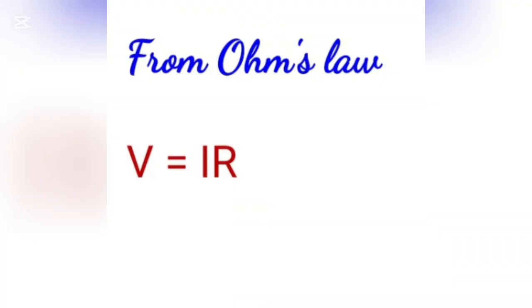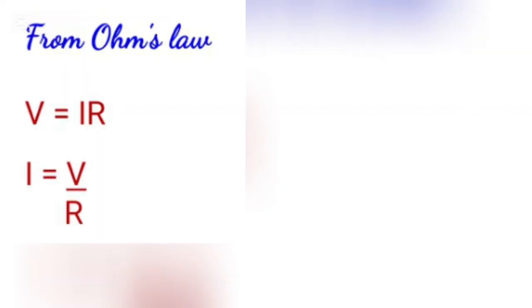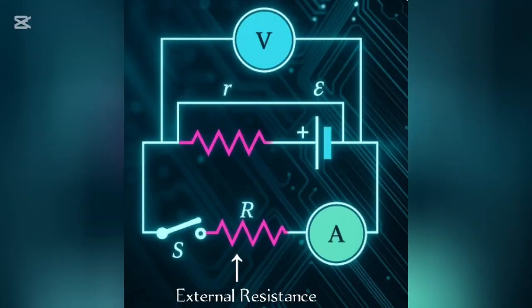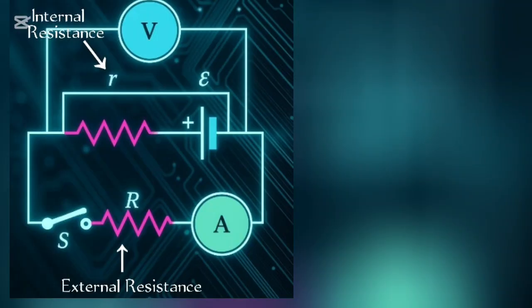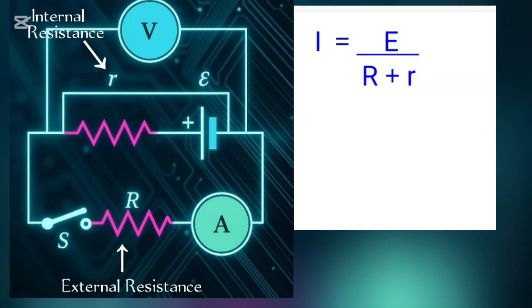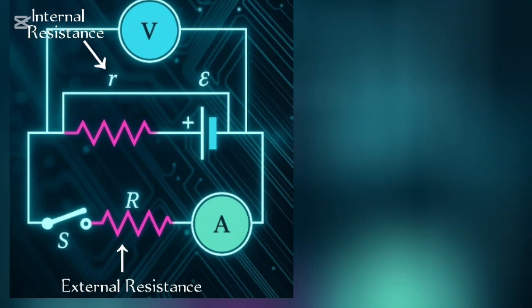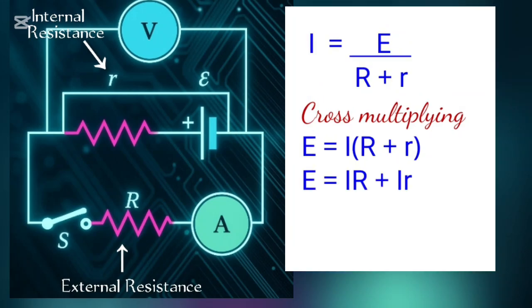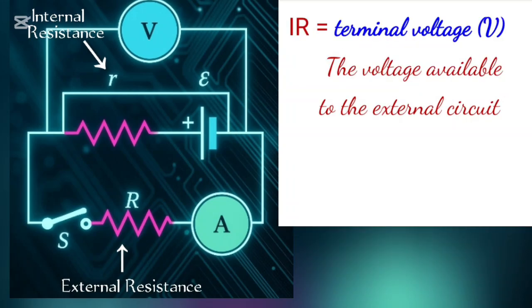From Ohm's law, V is equal to IR, so I is equal to V over R. The total resistance in the circuit is R plus r, where R is the external resistance and r is the internal resistance. Hence, the current becomes I is equal to E over R plus r. Cross multiplying, E is equal to I(R plus r). Opening the bracket, E is equal to IR plus Ir.